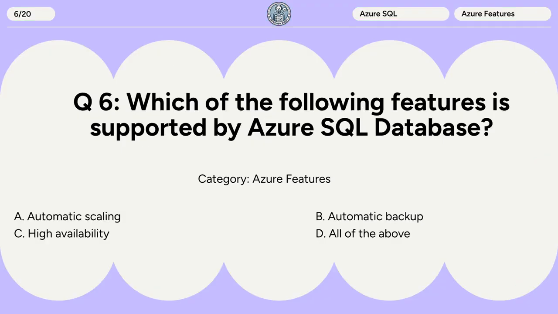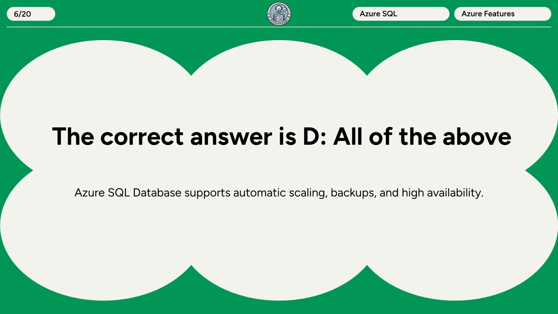Question 6. Which of the following features is supported by Azure SQL Database? A. Automatic scaling. B. Automatic backup. C. High availability. D. All of the above. The correct answer is D. All of the above. Azure SQL Database supports automatic scaling, backups, and high availability.